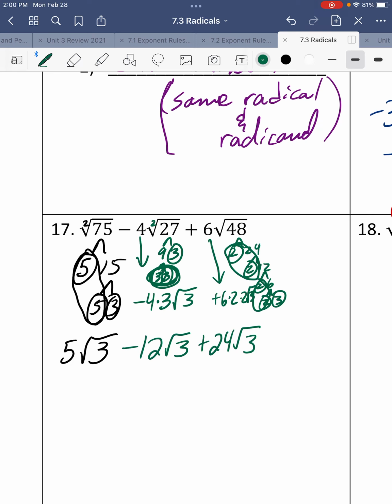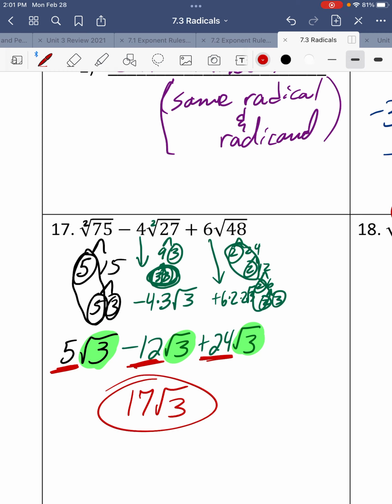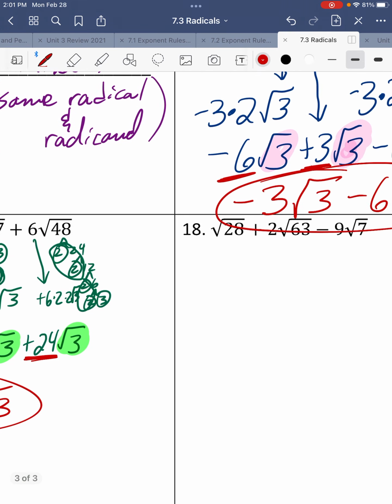All right, we now simplified the radicals. Now we move on to what are like terms. So I have a square root of 3, I have 5 of those. And I have another square root of 3, and I have another term with a square root of 3. Those are all like terms. So now what you're going to do is we have 5 square roots of 3, and we're subtracting 12. So we have negative 7 square roots of 3, and we're adding 24. So that is 17 square roots of 3. And there's your final answer. Simplified pretty nicely.